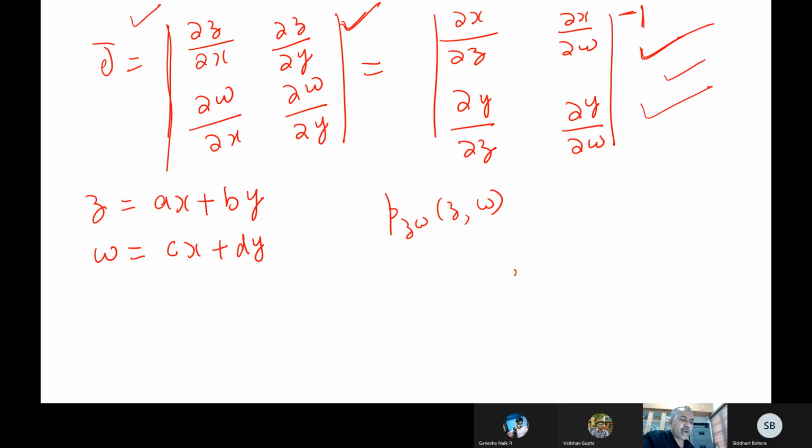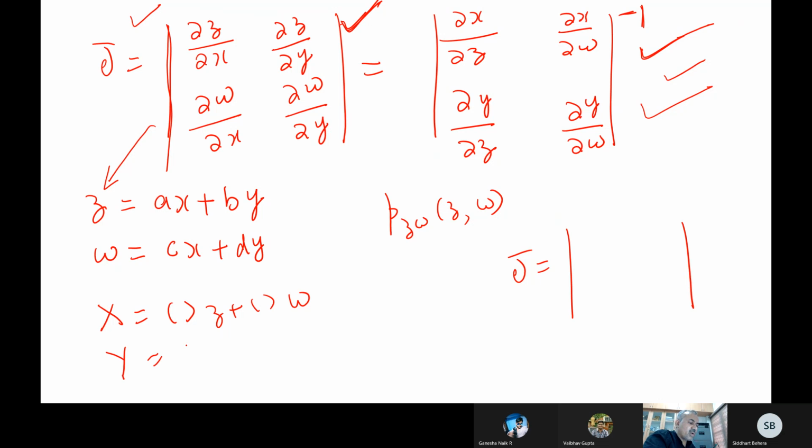Now, what is a Jacobian matrix? If you want to use this one directly, you can. If I want to use this one, I have to write the expressions in terms of z and w, and y is equal to something into z plus something into w, so you have to invert these expressions also. Anyway, it is a linear transformation.